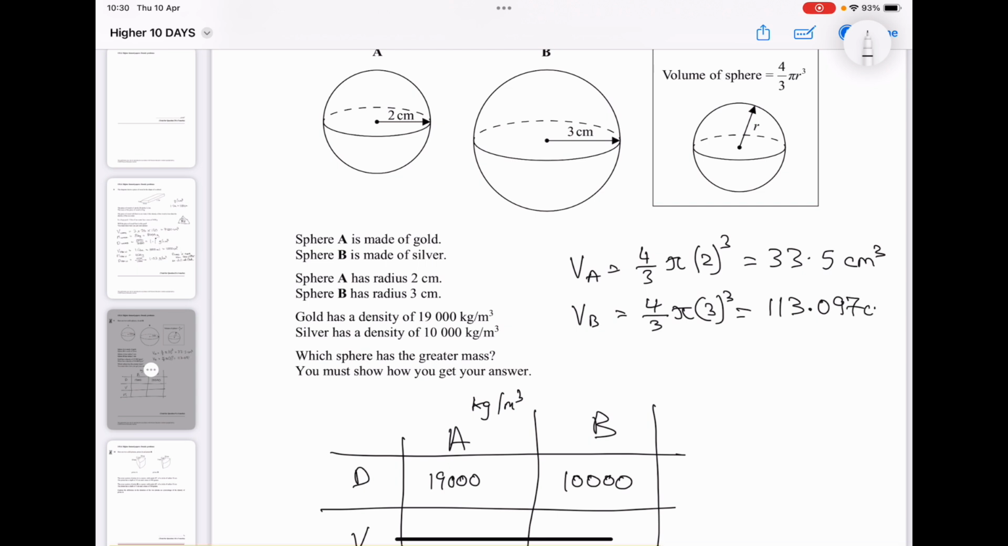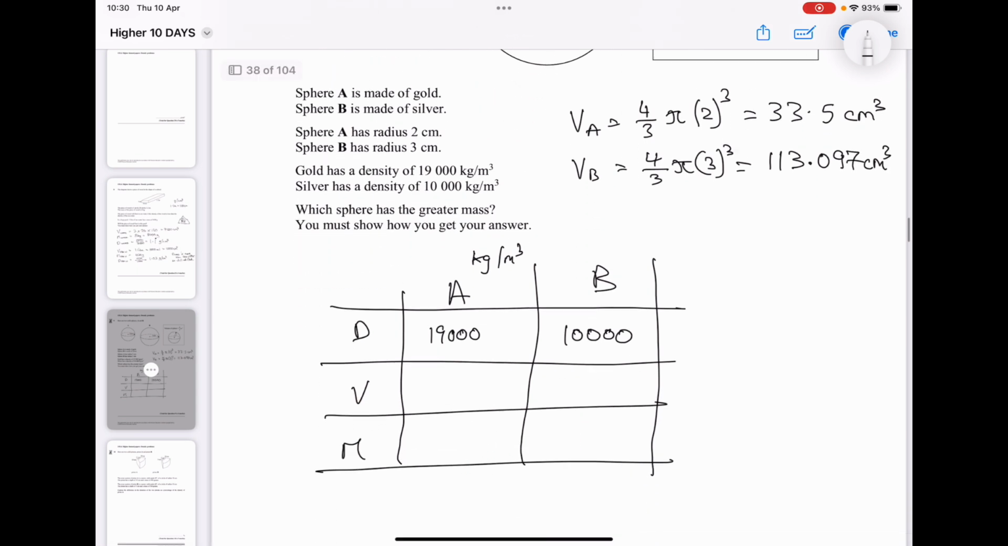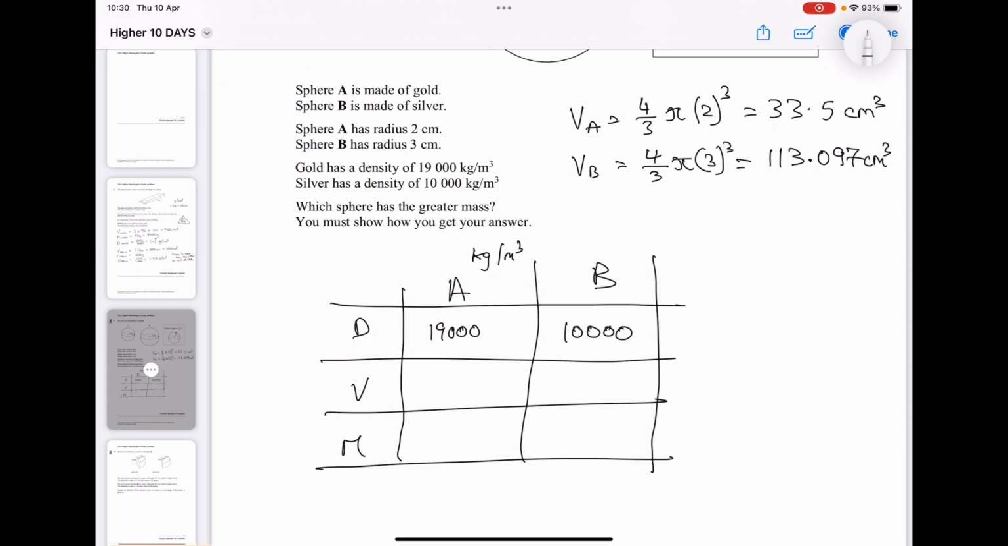7 centimetres cubed. So now my issue here is that I've got centimetres cubed and I've got to work to metres cubed. So let's just put this in here, 33.5, 113.097. Right, let's think about a metre cube.